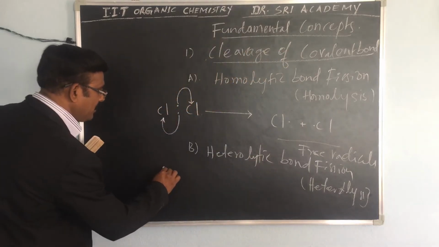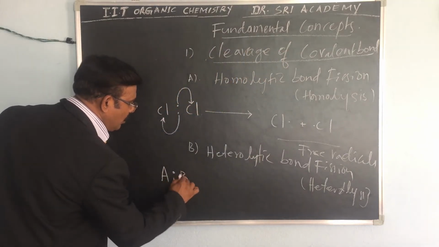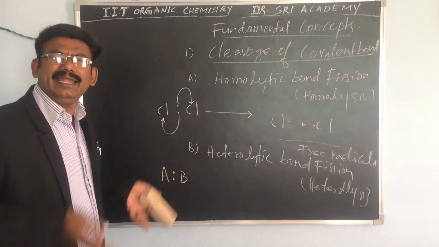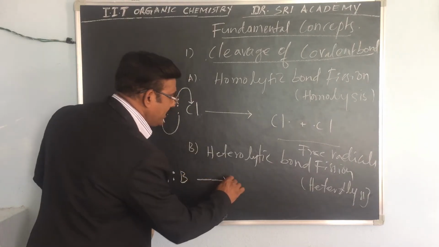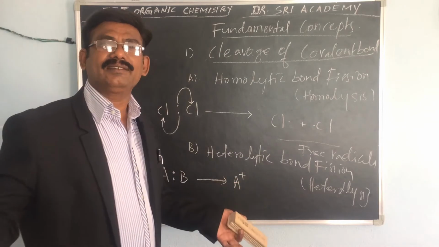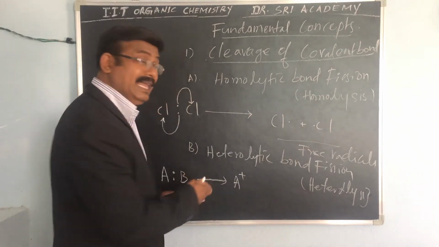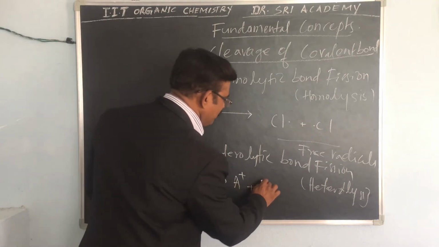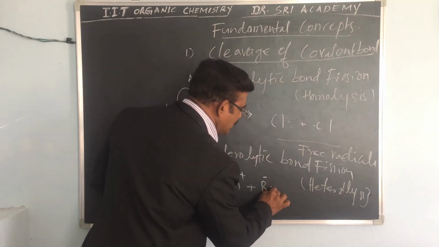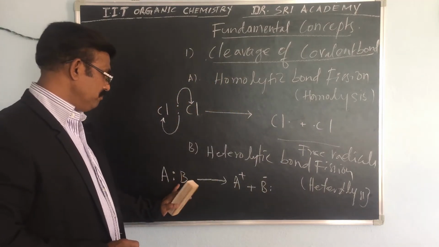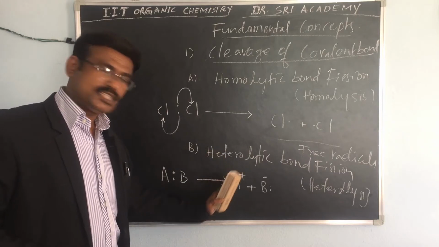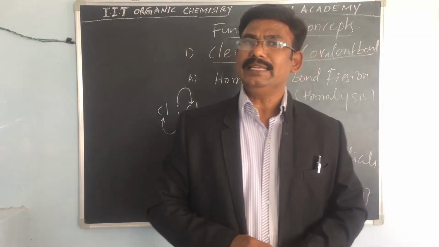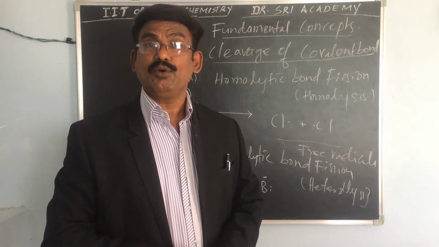See the example: A and B, with two electrons. Atom A is deprived, meaning it loses an electron, so A becomes positive. Atom B gains both electrons, so that is negative. So we get a cation and an anion, positive and negative. So this is about the cleavage.